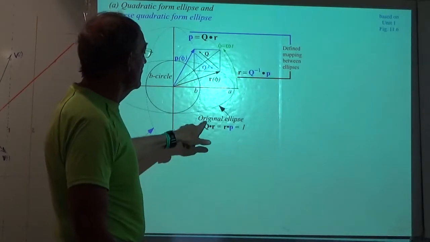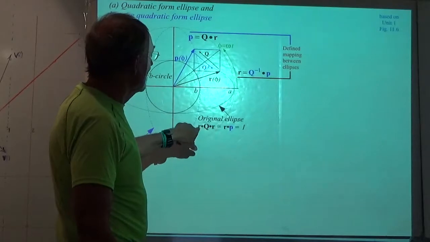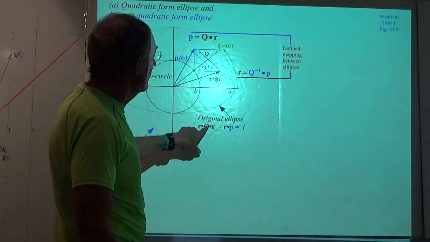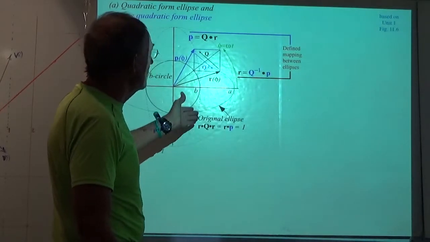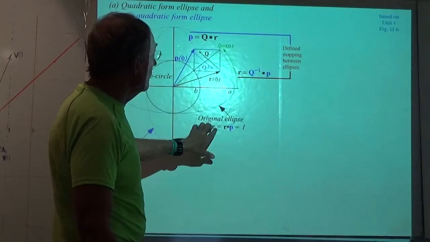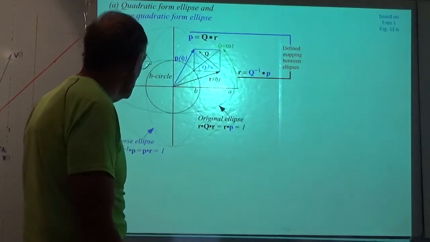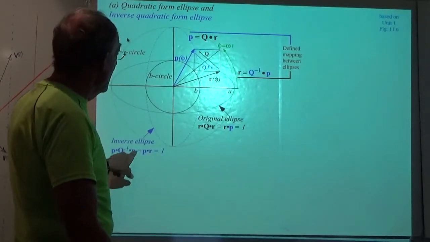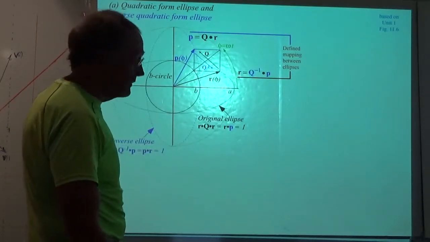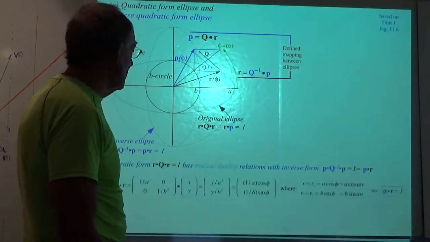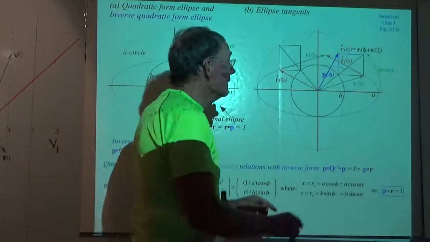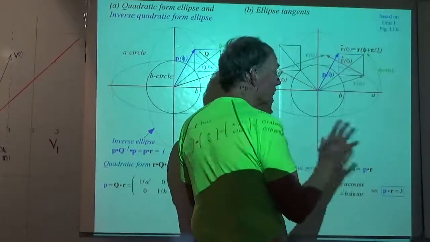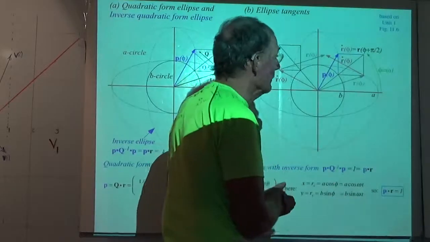But the original ellipse equation, this thing, Q is just 1 over a squared and 1 over b squared on a diagonal of a matrix. It gives you x squared over a squared plus y squared over b squared. Well, that's r dot p, that's 1. That's kind of interesting. The inverse ellipse is just the inverse of the quadratic form for the perpendicular vectors. And they're called perpendicular vectors because they are perpendicular to the velocity. And that's true throughout the orbit.